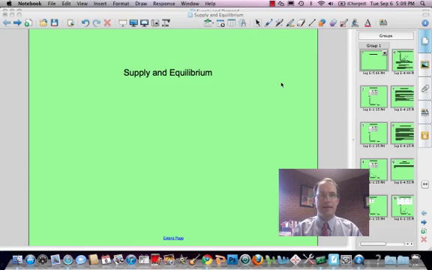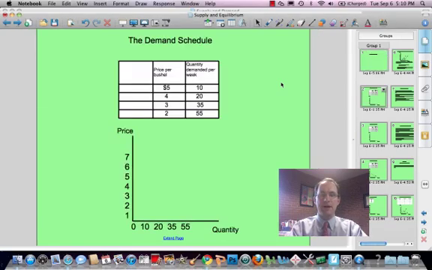Hi everybody. Tonight we are going to go over the second part of supply and demand, and that is supply. We're also going to be talking about equilibrium, so what happens when the supply and demand curves come together. To move into supply, let's take a quick review of what we studied today around the demand schedule.